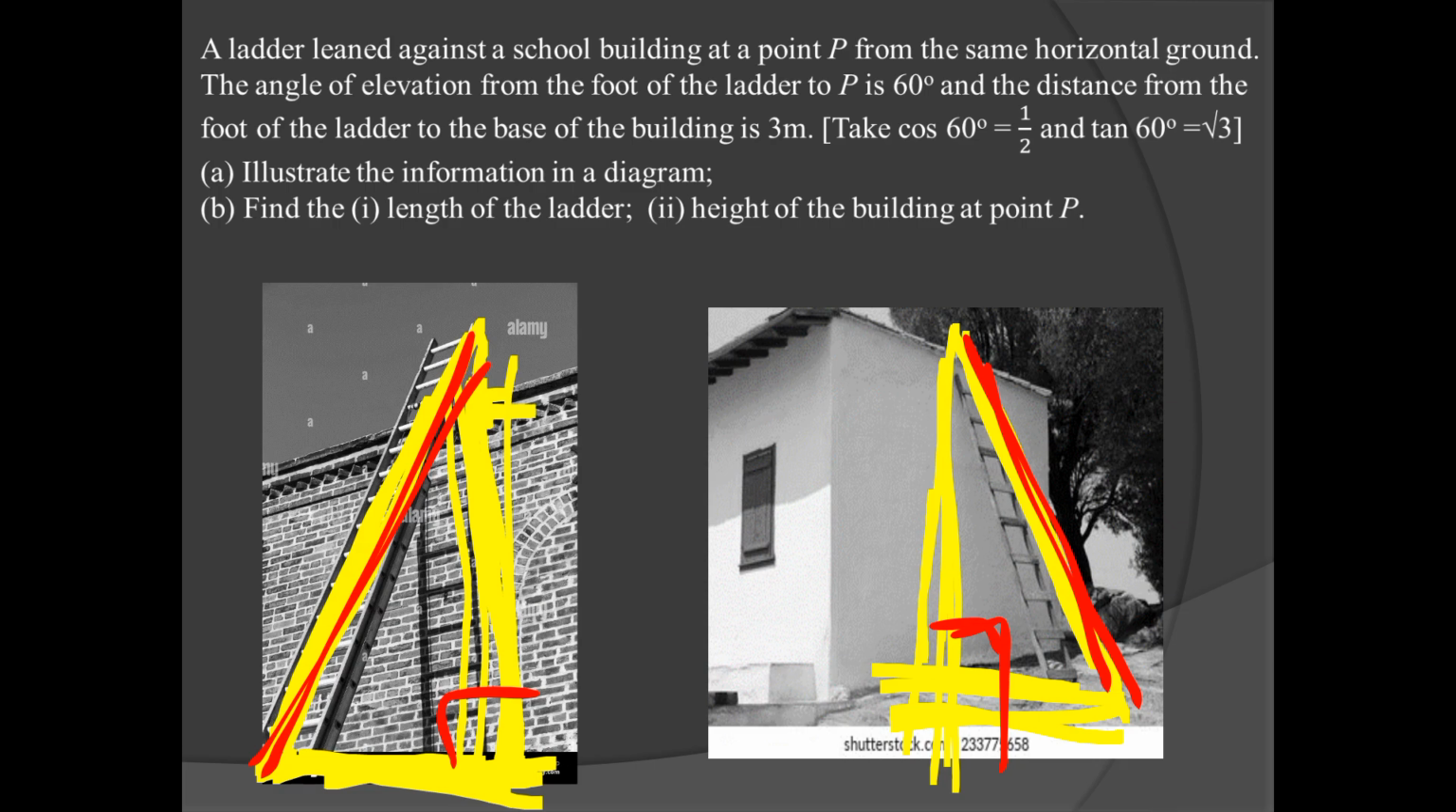A ladder leans against a school building at point P. So where do you think P is going to be? It is going to be here. So the P, because the ladder leans against the building at that point.